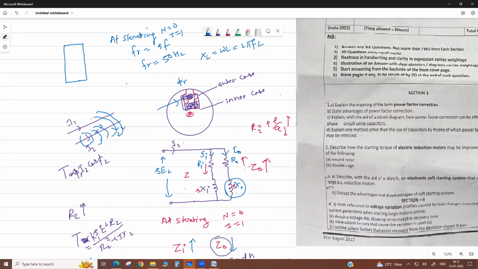But under running condition, the motor is running with slip 4%, then your frequency of rotor is 2 Hz only, because 0.04 into 50, so you get 2 Hz only. If frequency is reduced, the reactance is reduced, the rotor circuit reactance is reduced. Okay, so this is due to skin effect.